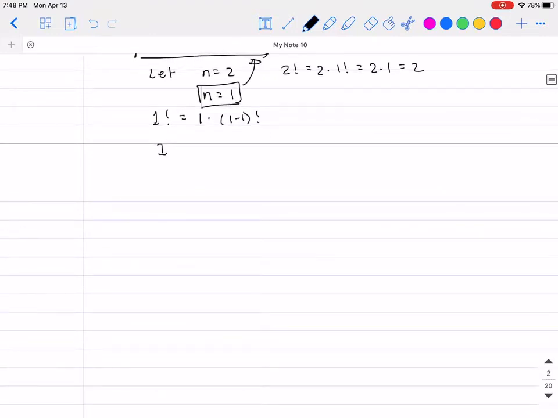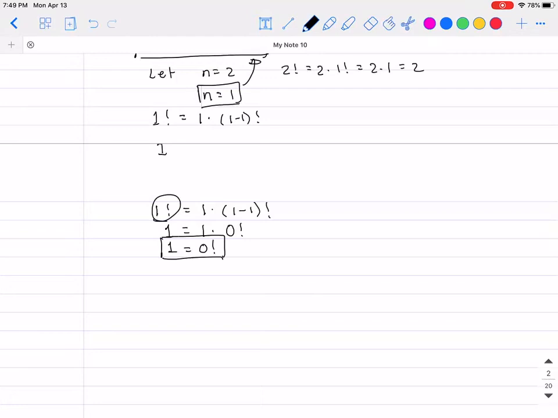Let me move down a little bit more. 1 factorial is equal to 1 times (1 minus 1) factorial, just rewriting it. 1 factorial is equal to 1 because it's just itself. It is equal to 1 multiplied by, now 1 minus 1 is 0, and that's where the 0 factorial is coming from. Well, if the left-hand side is equal to 1, and the right-hand side has a factor of 1, then that means that 0 factorial is equal to 1.